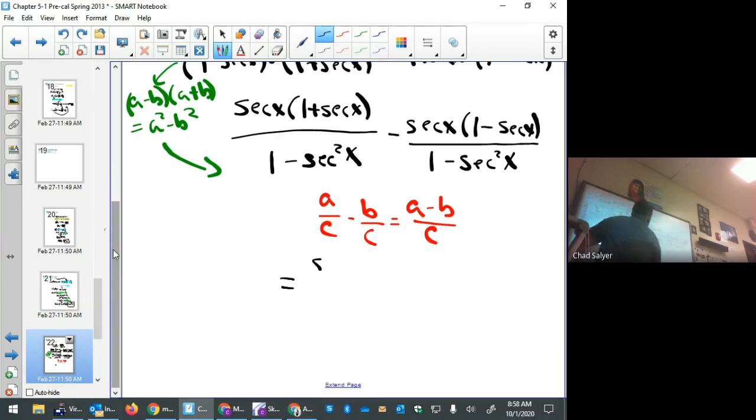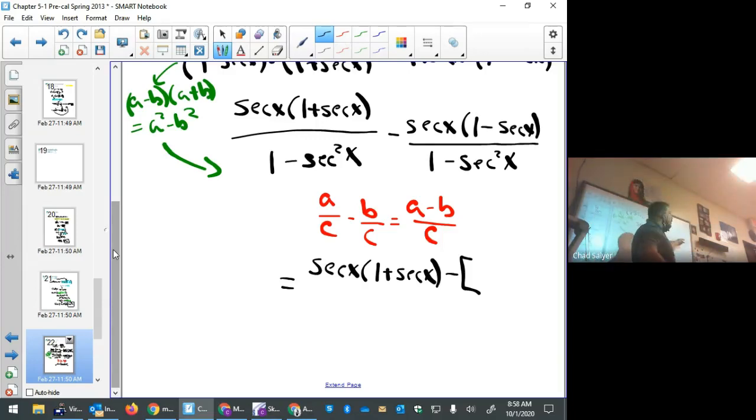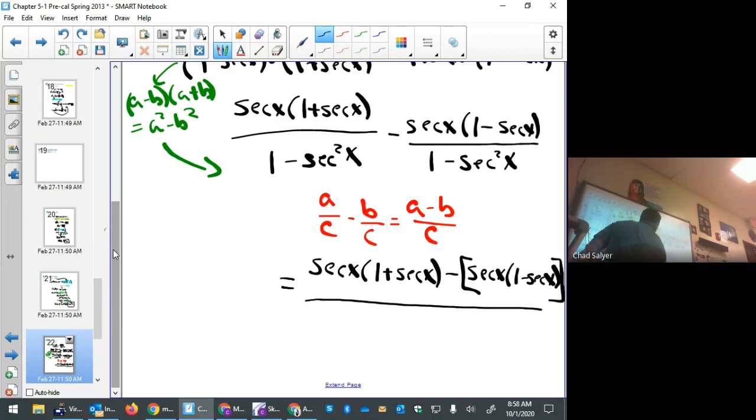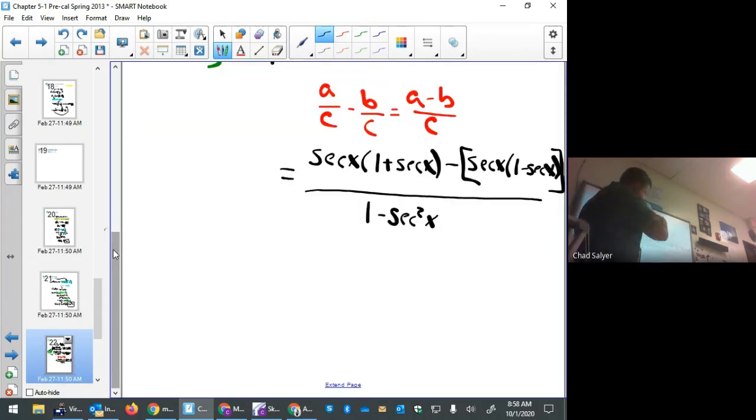So I get secant x times 1 plus secant x minus, and you have to be careful here. It's so easy to make a sign error because we're subtracting away all this stuff. So put some sort of delineator around it to indicate that, like so. And all that is over 1 minus secant squared x. Now we've got the fractions combined. From this point forward, it's only algebraic simplification. Well, there's one more identity we're going to apply, but not as challenging as what we've done so far.